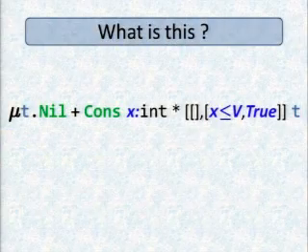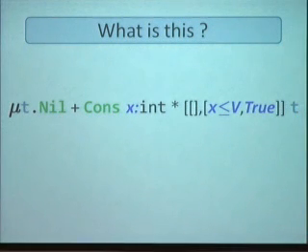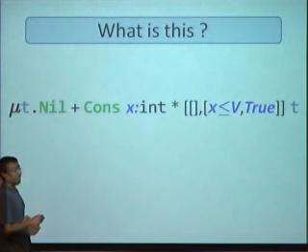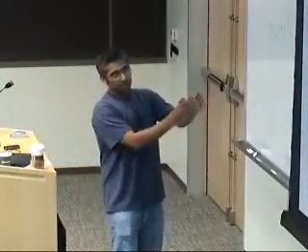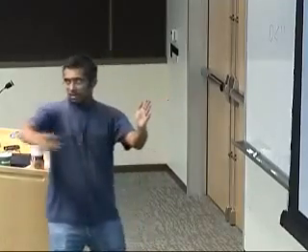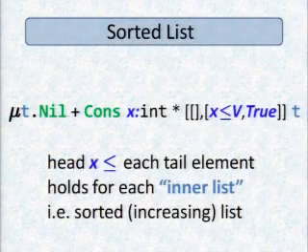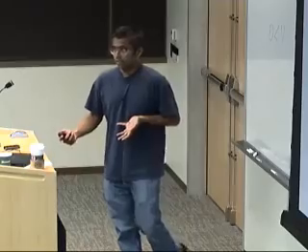And that's useful. So what do you think this is? Cons of x, and the inner list is refined by this matrix. What this is saying is that this inner list is a list of values, all of which are greater than this x. And moreover, because this is under the mu, this holds everywhere inside. So it's a list where every time I have an x, all the elements in the tail are greater than this x. When I go inside, I have an x, and everybody inside is greater than that x. So the head x is less than each tail element, and this holds for each inner list. That is to say, it's a sorted list, a list of increasing numbers.